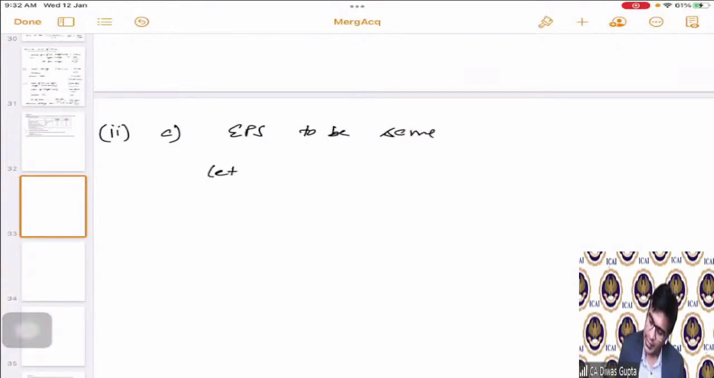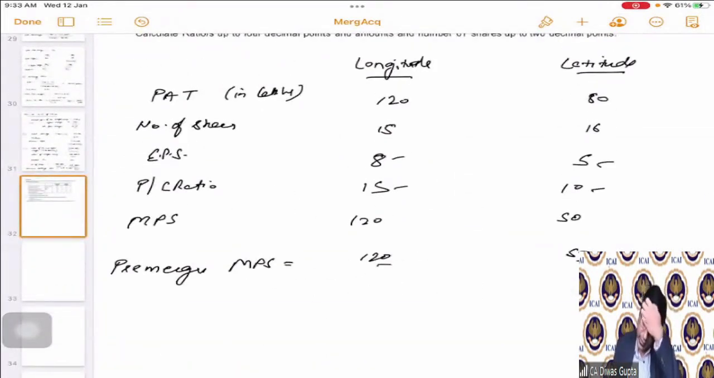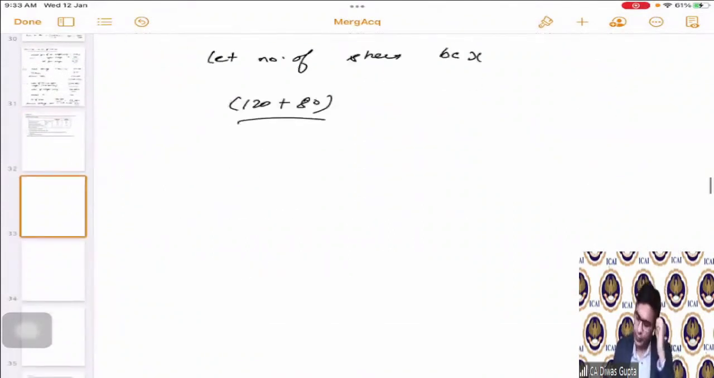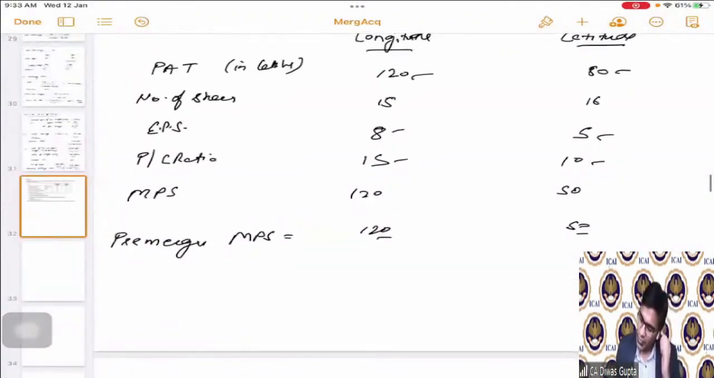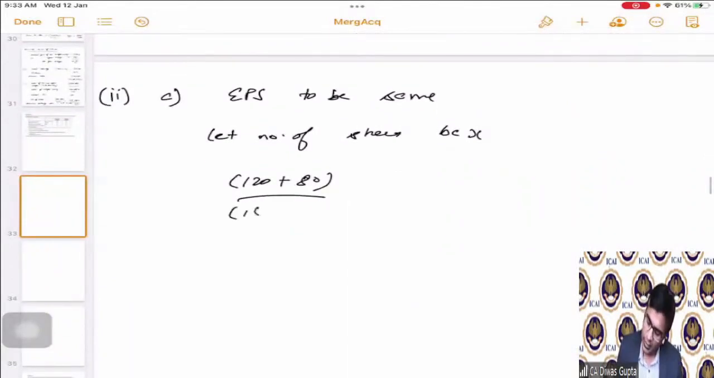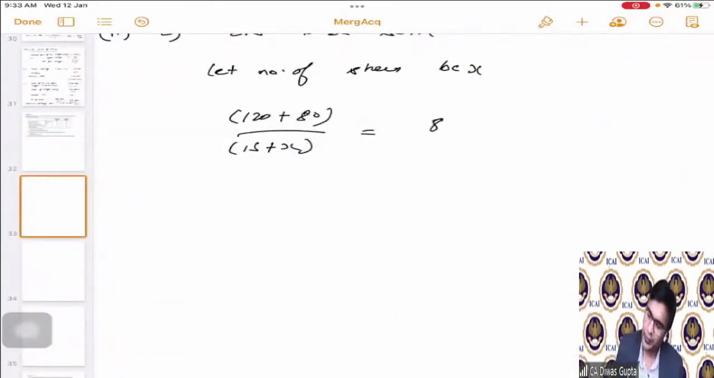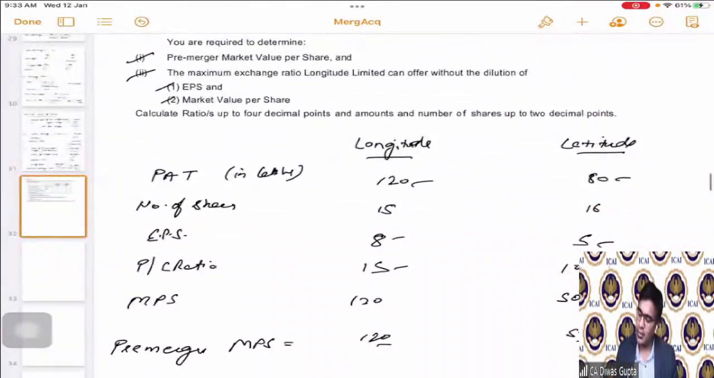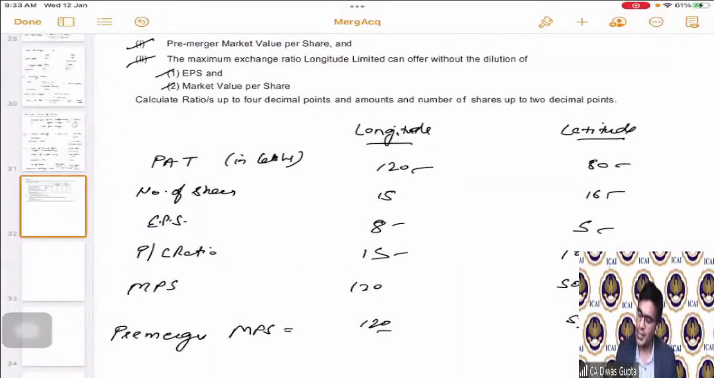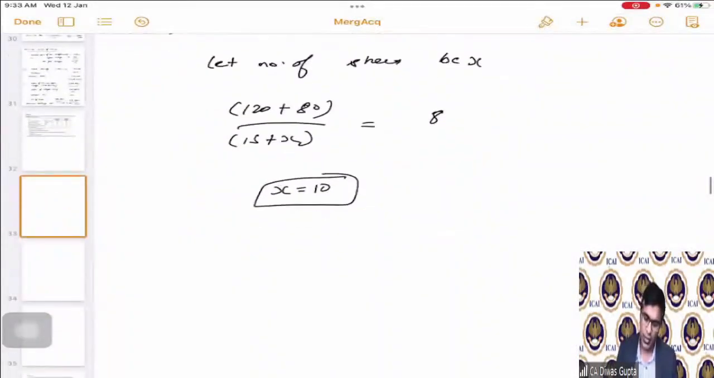So the second part, A part, we are covering EPS to be the same, correct? In that, let us assume the number of shares to be X. Now, what is the current earnings? 120 plus 80, correct? For both of them put together, 120 PAT and 80 PAT, divided by the current number of shares, 15 plus X, is equal to the current EPS of 8 rupees. Simple. This is the equation. Using this, if we solve X, we get 10. That means 10 lakh shares we are going to issue against 16. So the exchange ratio will be 10:16.